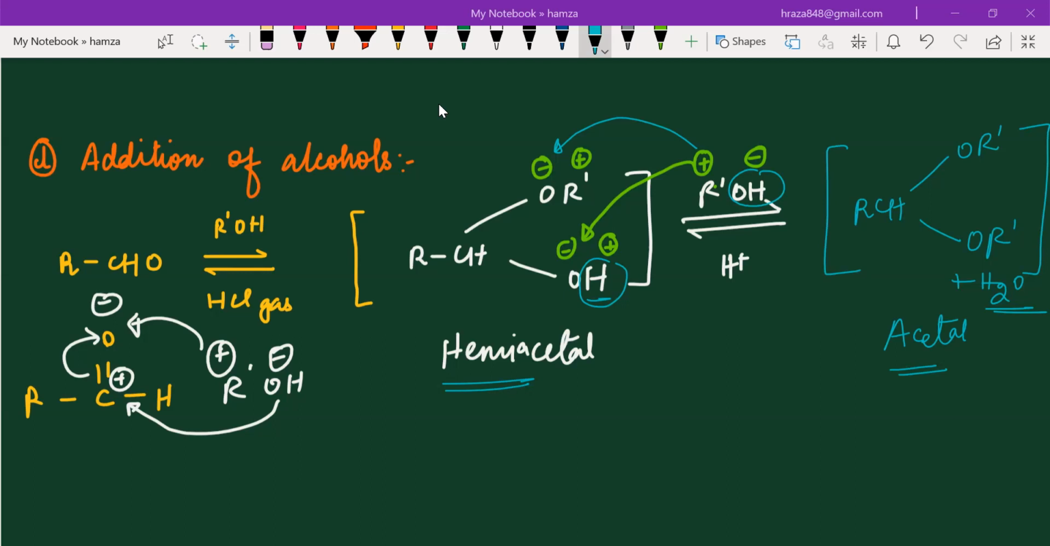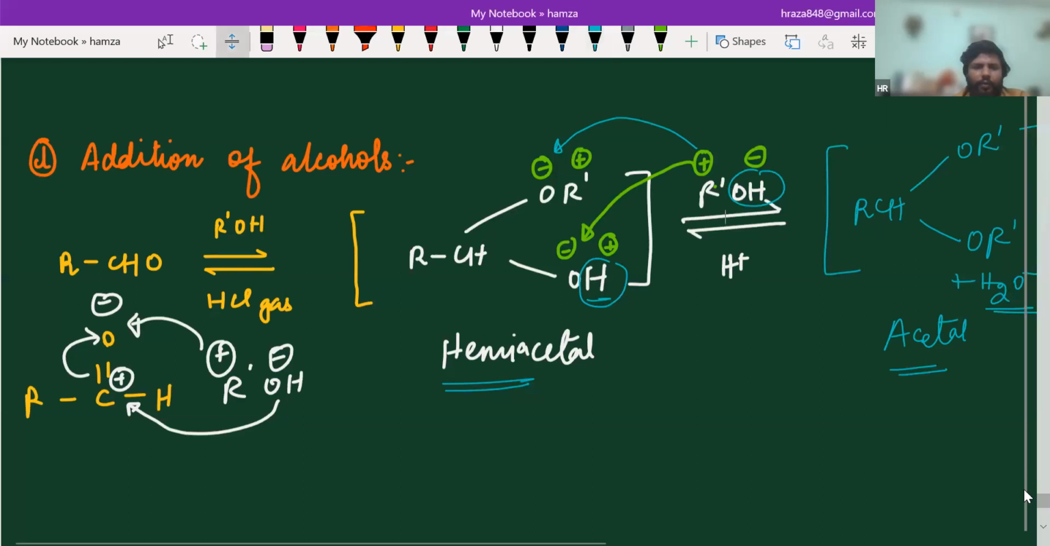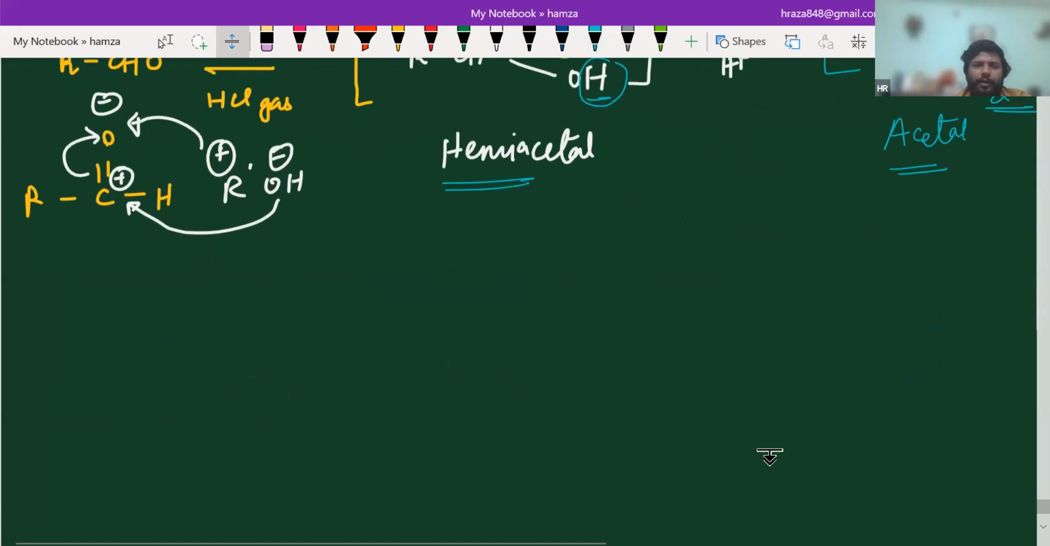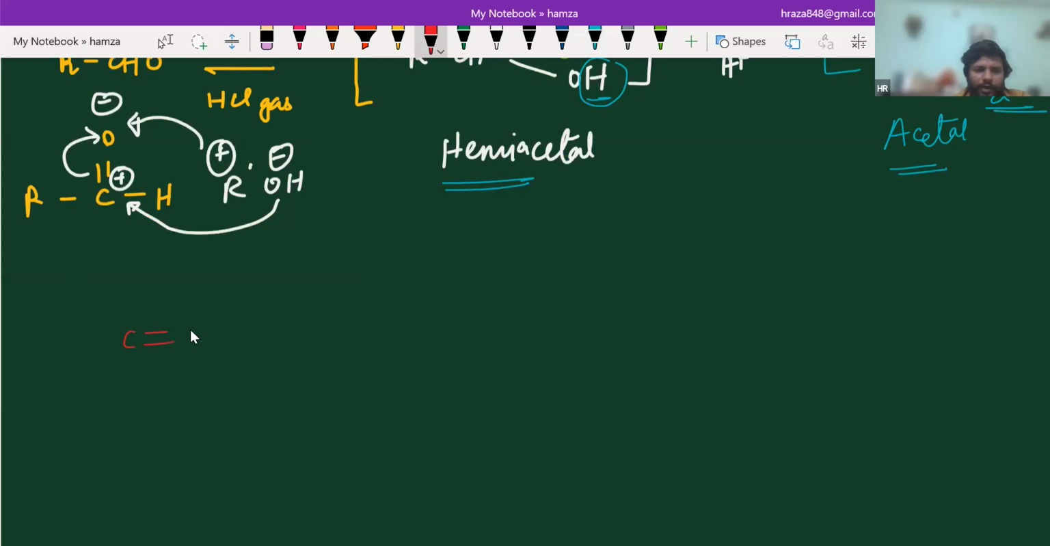Very good. Now the next example of this reaction is addition of alcohols. We are done with addition of ammonia and its derivatives. We just did it for aldehyde only. Now we are going to do it for ketone as well. So you know that ketone is like this, RC double bond R. So this is your ketone, and if you are going to add alcohol, we will use this dihydric alcohol.